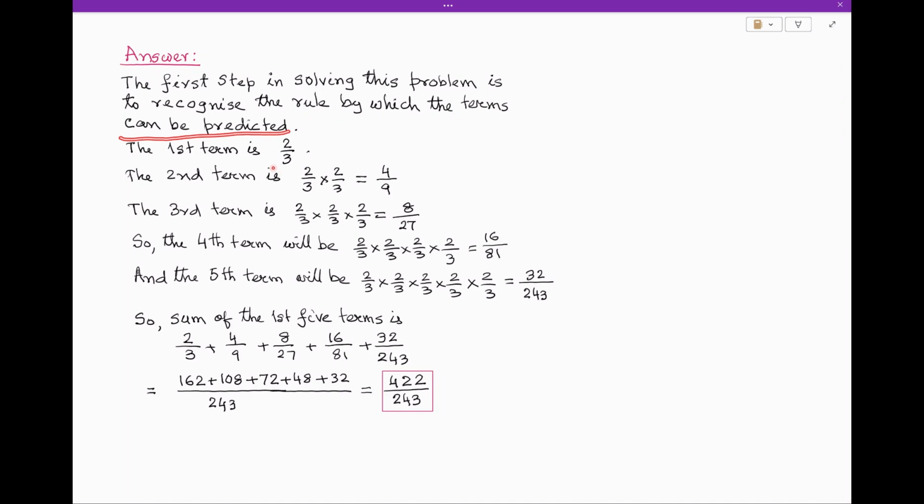The first term is 2/3. The second term is 2/3 multiplied by 2/3, or 4/9. The third term is 2/3 multiplied 3 times by itself, and that is equal to 8/27. So the fourth term will be 2/3 multiplied 4 times by itself, and that is 16/81.